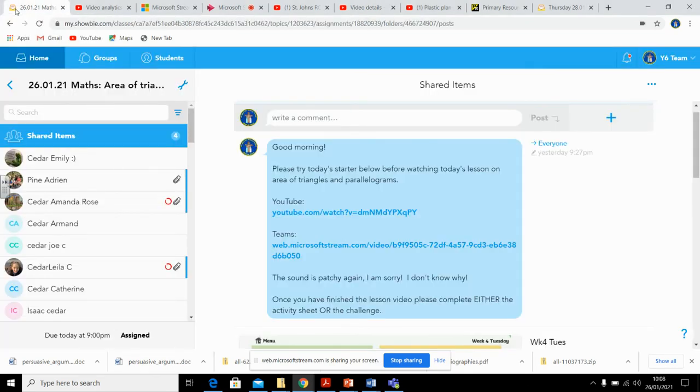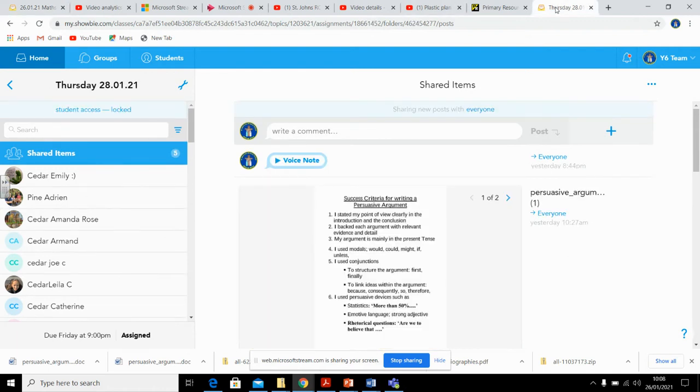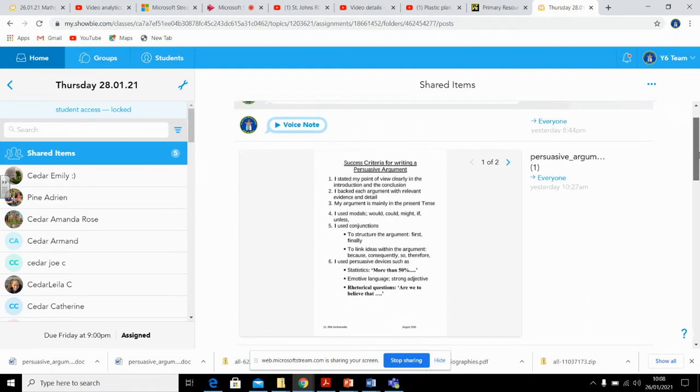So, good morning, Year Six. Today, it's Thursday, and we are looking in English at actually writing our letters to the MP.